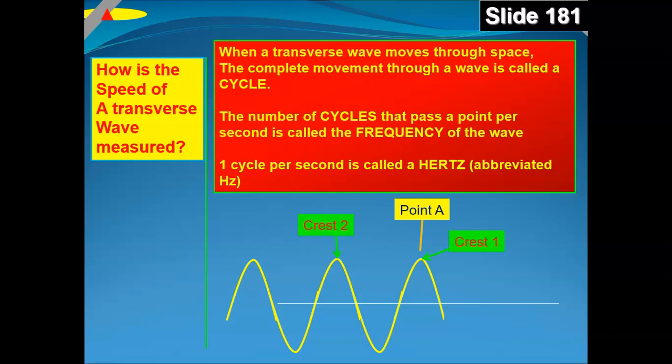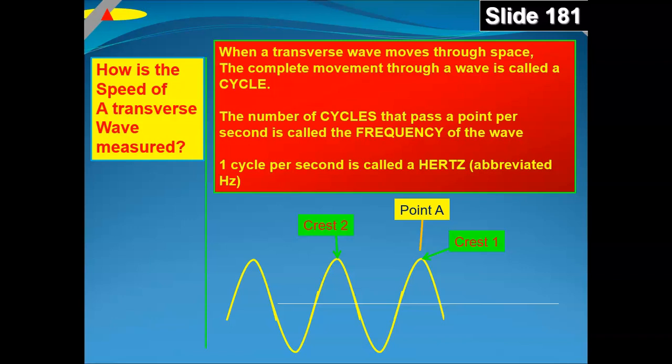You're going to see it going down to the trough and back up to crest 2. That's 1 cycle. Now that kind of seems like the same thing as a wavelength, because a wavelength goes from crest 1 to crest 2. That would be a wavelength. But a wavelength is a distance. It's the straight line measure between crest 1 and crest 2, and it's measured in the units of distance, which is meters.